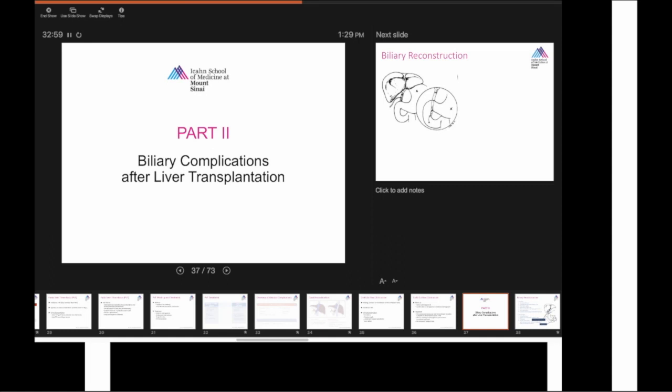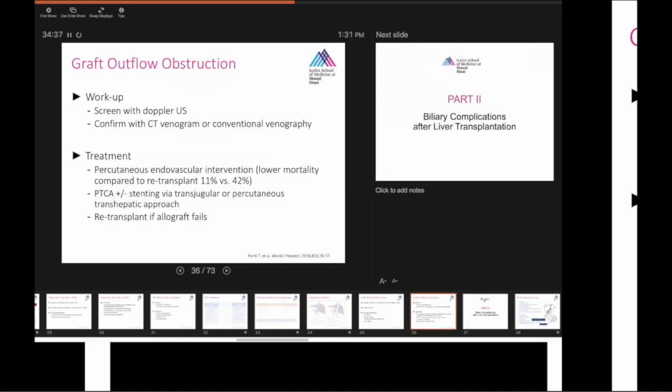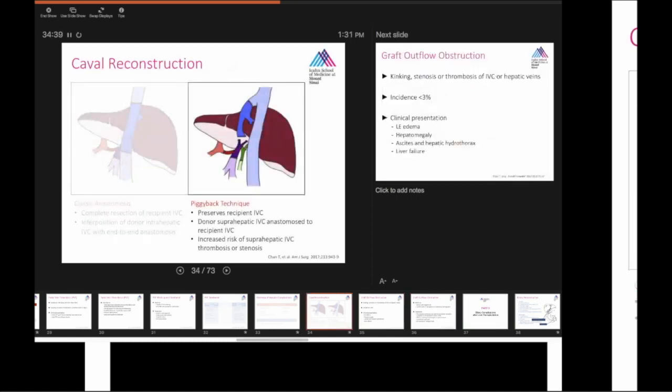The only other thing, just because this was on the boards, is differences in technique for caval anastomosis. There's a slightly higher risk of post-transplant ascites in the piggyback technique, just because of the way the anastomosis is constructed. So those are questions on boards.